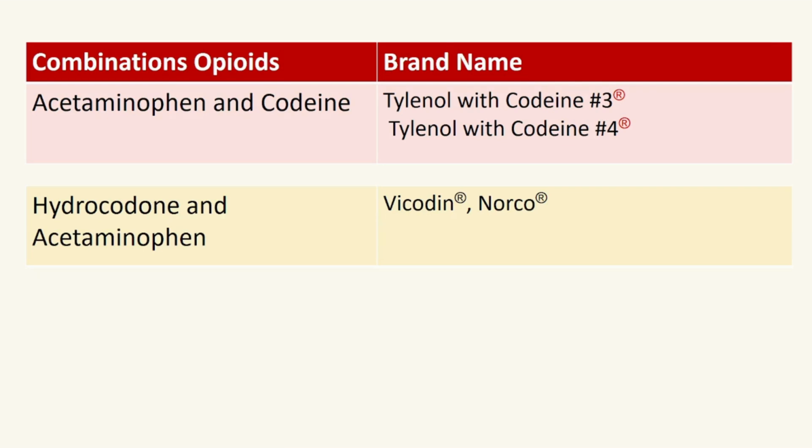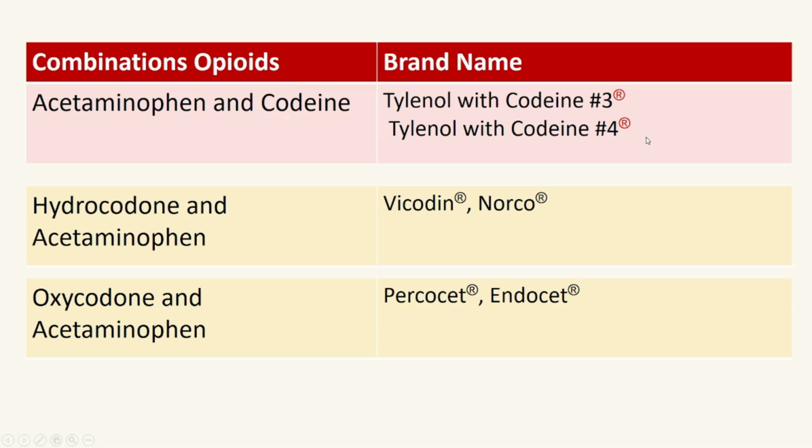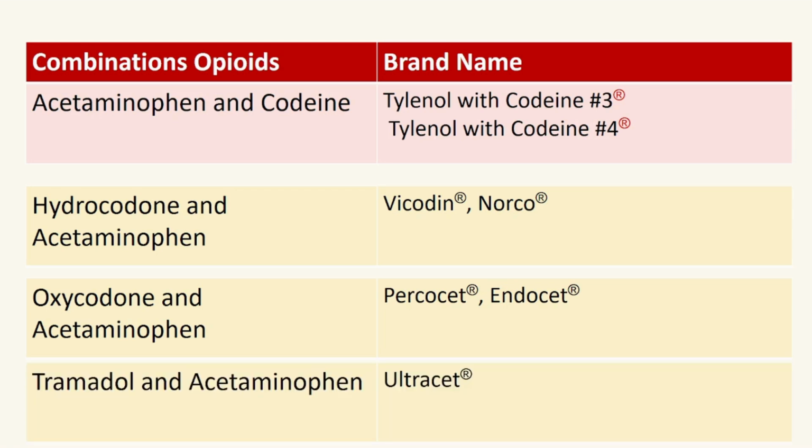Other combos are hydrocodone with acetaminophen, which comes with the brand Vicodin or Norco, and then oxycodone and acetaminophen, which comes with the brand Percocet or Endocet, and then the tramadol acetaminophen combination, which is Ultracet. These are some of the combinations with non-opiate products that are pretty popular for prescriptions.